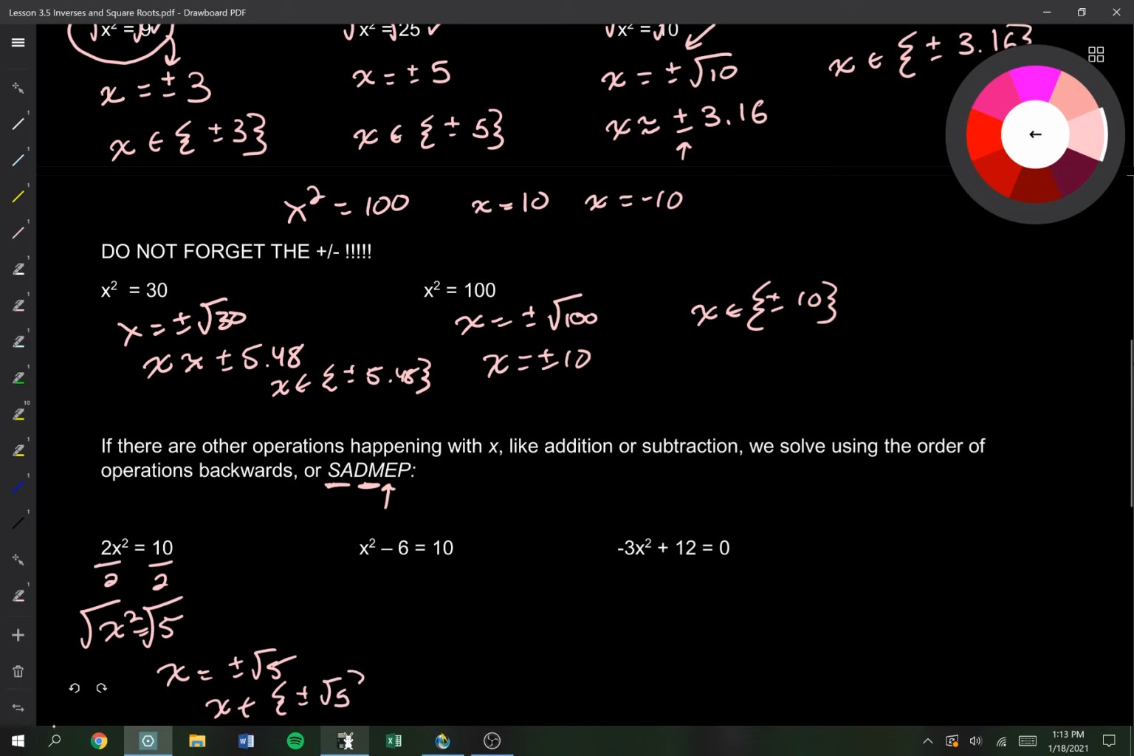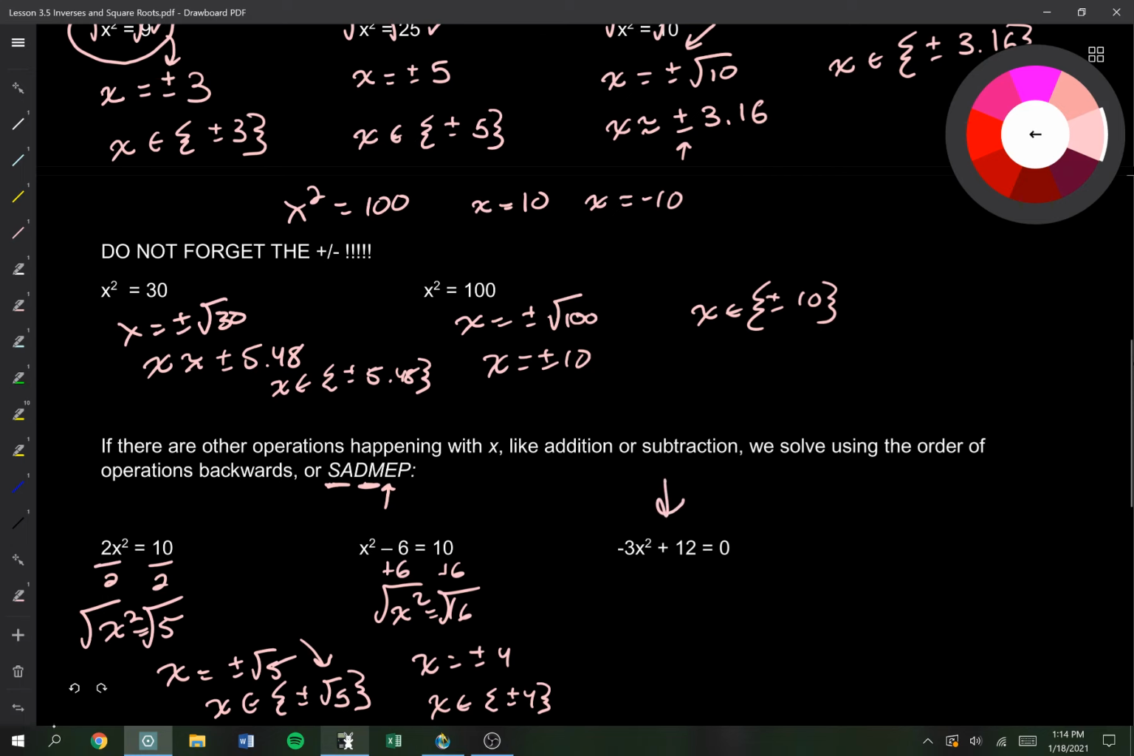There's no decimal, so there's no rounding, so we can say it's actually equal to this, not just about equal to it. So leaving answers in this radical form is very nice because you don't have to worry about rounding decimals or even finding decimals. Okay, here we add 6 to both sides first. Gives me x squared equals 16. Square root both sides, and x equals plus or minus 4. So x is in the set of plus or minus 4.